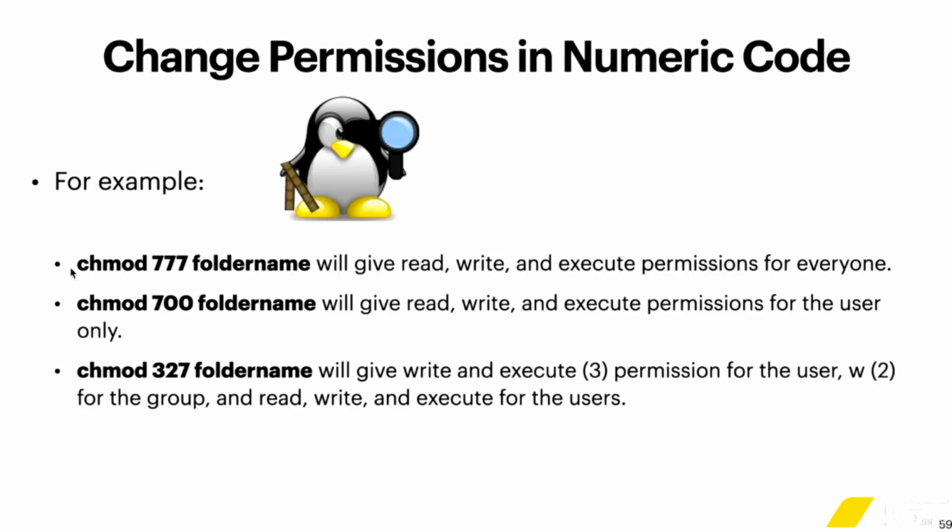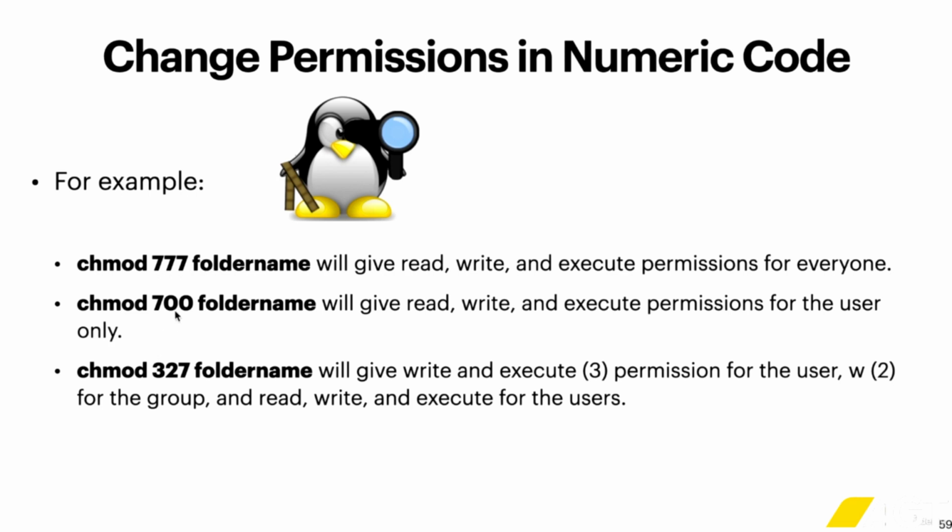We have to simply do chmod 777 and write the name of the file or the folder we want to change the permissions of. This will give everyone all the permissions. The first digit is for the owner, the second digit is for the group associated with it, and the third digit is for all the other users. That means if I want to give everyone all the permissions, I will use 777.